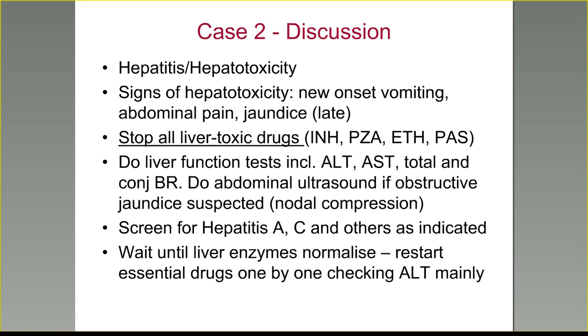The signs of hepatotoxicity, as I already mentioned, the first one that we often see is new onset vomiting. Now, it's not the only cause for new onset vomiting, and therefore one needs to exclude other causes. I've mentioned that we did exclude it clinically in some of them, but others need to be excluded. And then the second sign that we see is abdominal pain, usually over the liver area. And then a late sign is jaundice, developing jaundice in the children. So as I say, we have to stop all the liver toxic drugs, and we can continue with the liver friendly drugs as long as you have a combination of drugs to use.